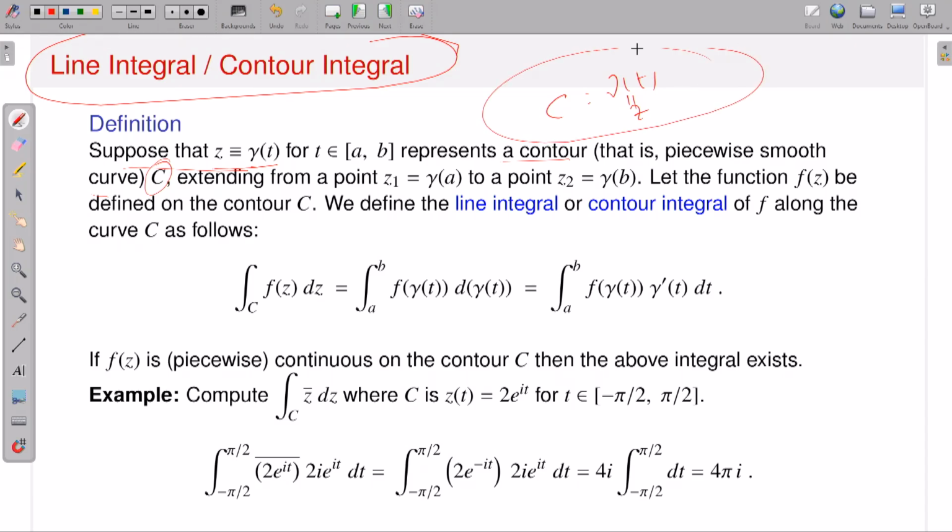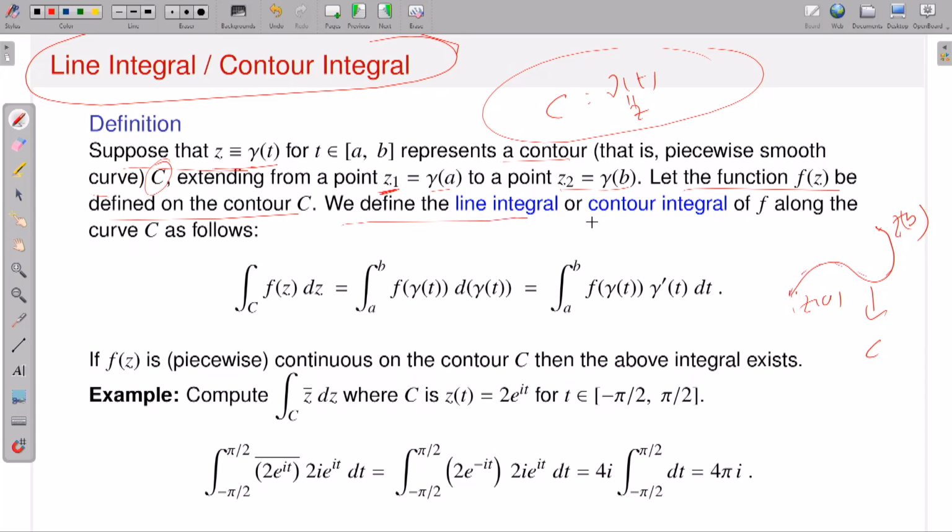So suppose C is a piecewise smooth curve or a contour. It will have a parameterization, say gamma. Okay. Now what is the initial point? The initial point is gamma of a, which I denote as z1, and gamma of b is the end point, which I denote as z2. So that means I have a piecewise smooth curve starting from the point z1 to z2, okay, piecewise smooth. And suppose you have a function f defined on the contour. Suppose this is my contour C, and I have a function defined on C.